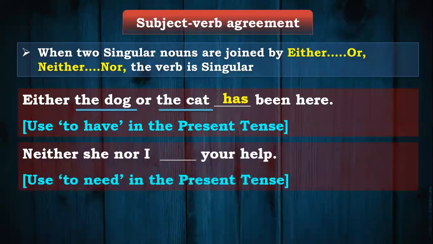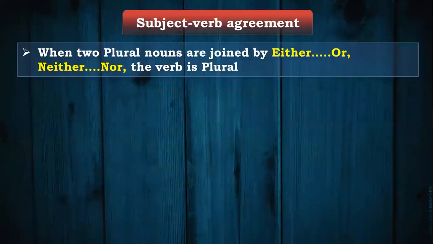Here we go. Neither she nor I dash your help. Exactly. Neither she nor I need your help. We are self sufficient, isn't it? We are all independent people. We are all adults now. We are grown ups, isn't it? We don't need subjects. We are non finites. Come on, let's go ahead.